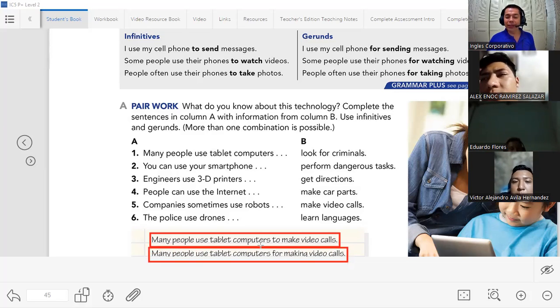So, number one, infinitive. Look at the example here. Many people use tablet computers to make video calls. Infinitive. Many people use tablet computers for making video calls. It's gerund, right? Look at the example here, right?